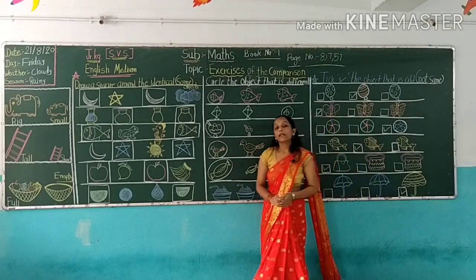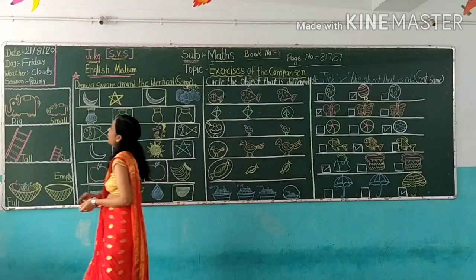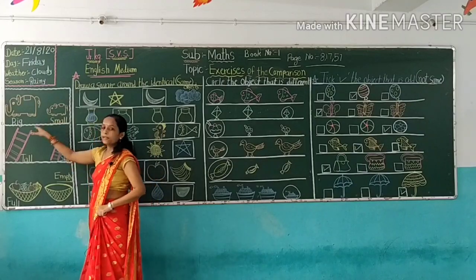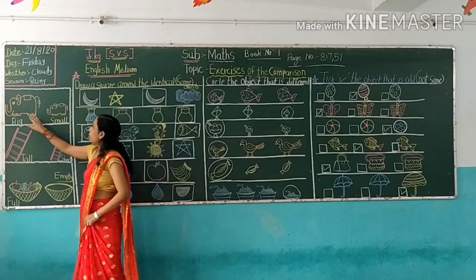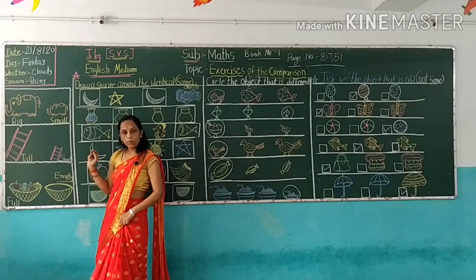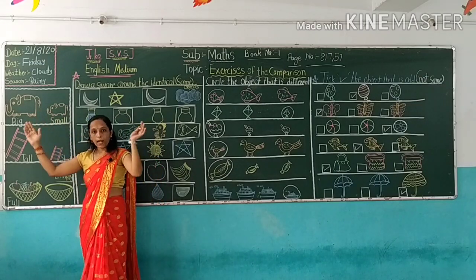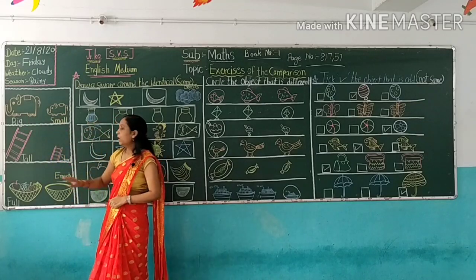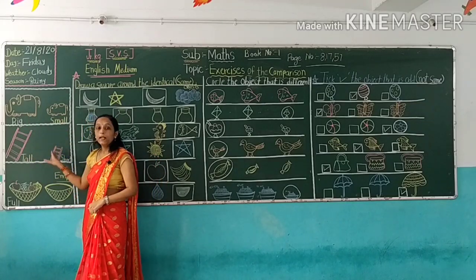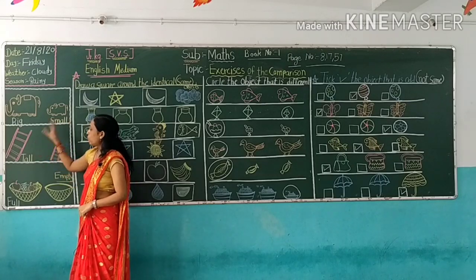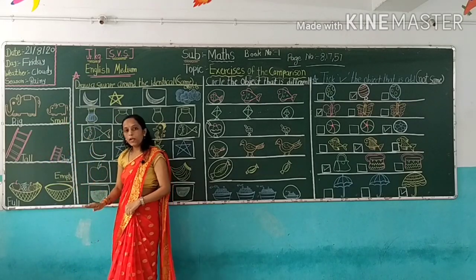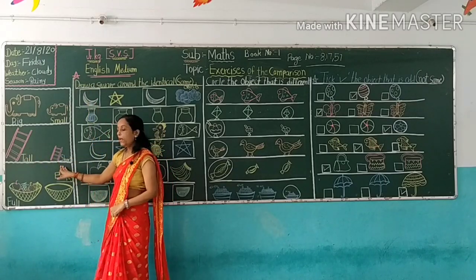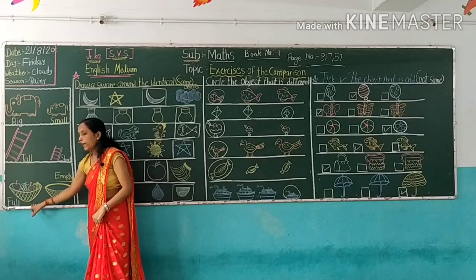So revise again one more time. Student, look here. Big, small, tall, short, full, empty. What are these? These are 2 elephants. One is big and other one is small. Big means bada and small means chota. Big, small. And next, what are these? Ladders. One is tall and other one is short. Tall, short.